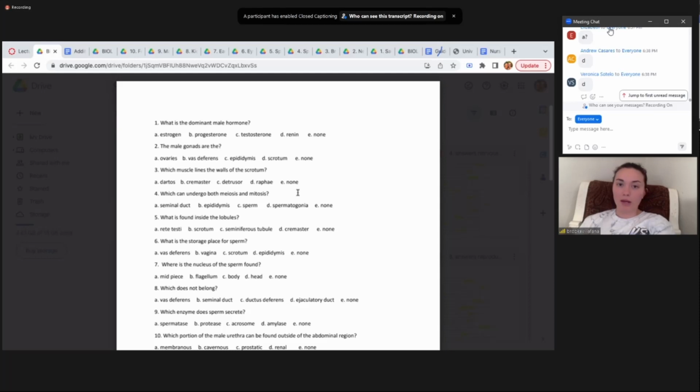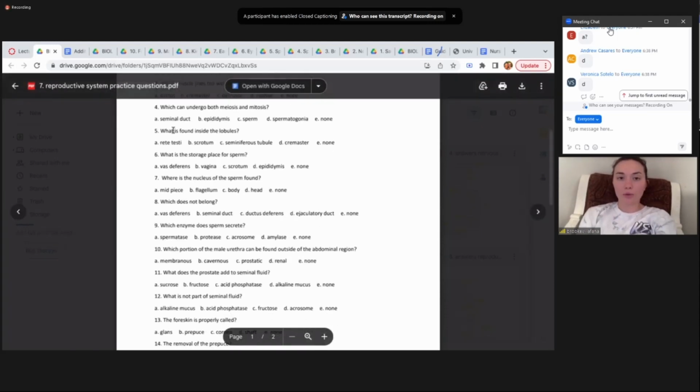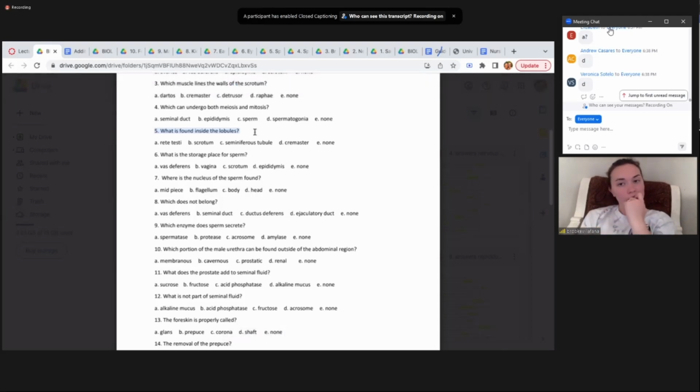D, right? Spermatogonia are the only cells that can undergo mitosis and meiosis. Good. Question 5, what is found inside the lobules? Good, the seminiferous tubules, right? The seminiferous tubules are found inside of the lobules.